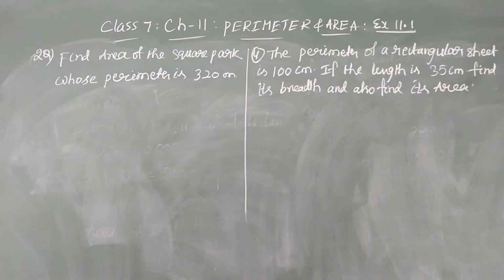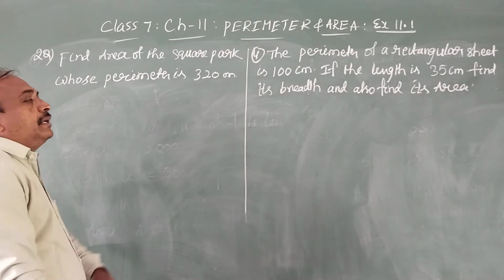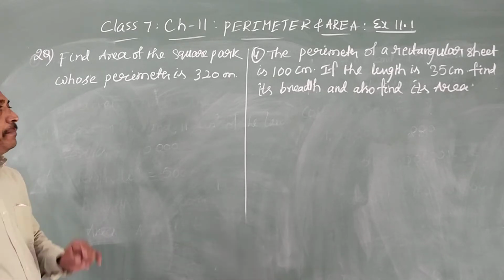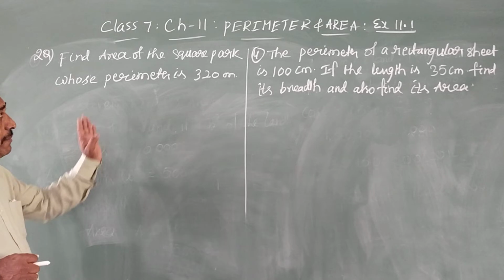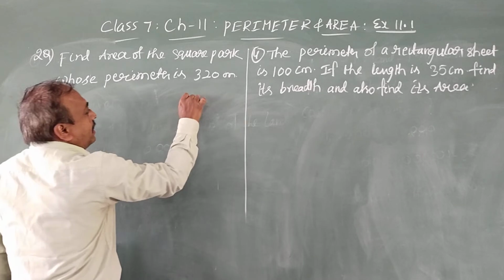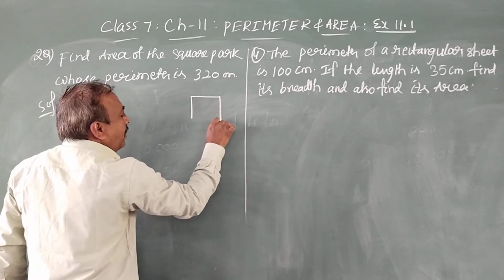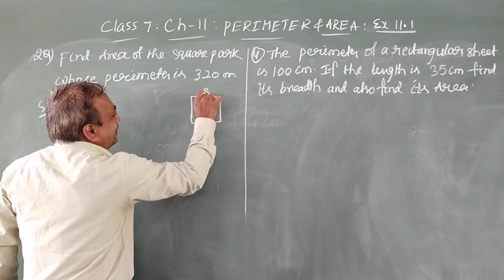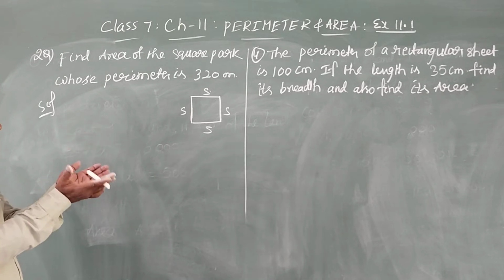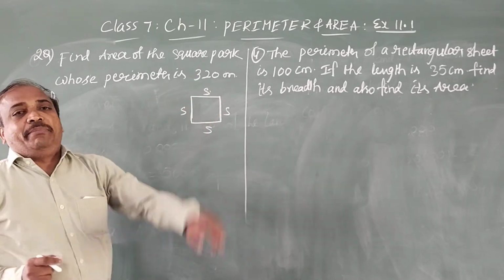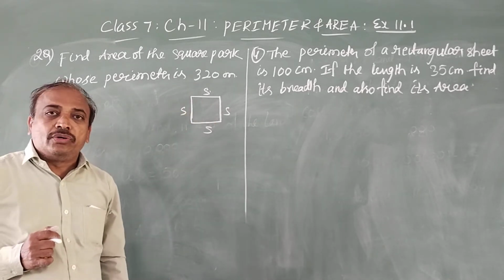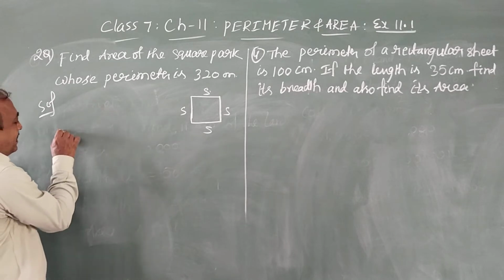Let us see question number 2 and 4. Find the area of the square park whose perimeter is 320 meters. Now they have given the perimeter for a square, and they are asking me to find the area. So in a square park, all sides are equal. So the side is denoted by S. How many sides do we have? 4 sides. So the sum of the lengths of the 4 sides together is 320 meters. What is the length of one side? Then how much area is enclosed? So the perimeter of the square is given.